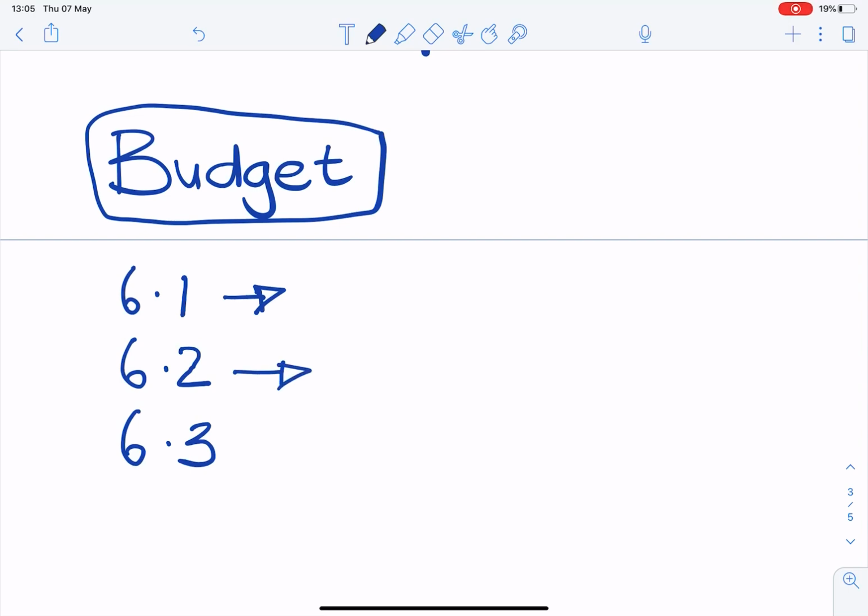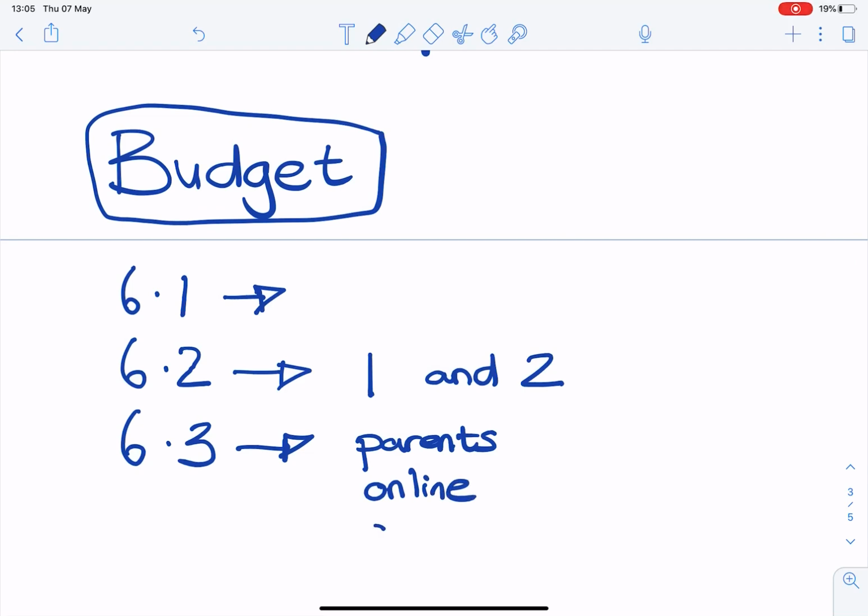Exercise 6.2 is asking you questions on ways of earning personal income. I only want you to do 1 and 2. And then activity 6.3 is asking you to find out the costs of various items. You can once again ask your parents to help you, and you can go online or look at adverts in magazines or newspapers.